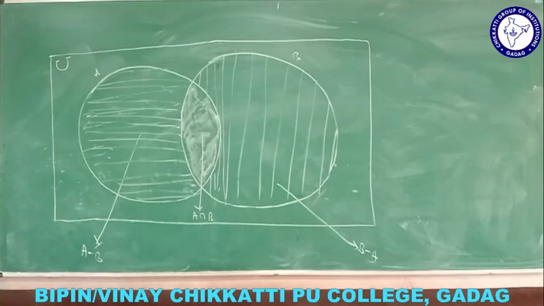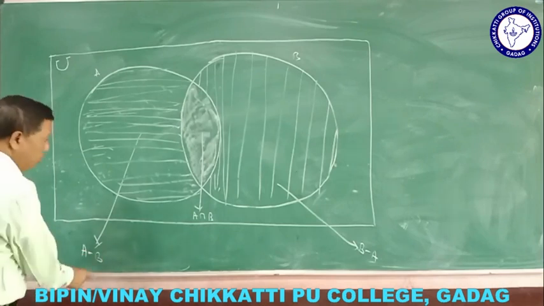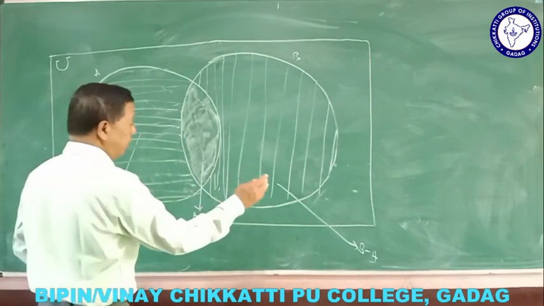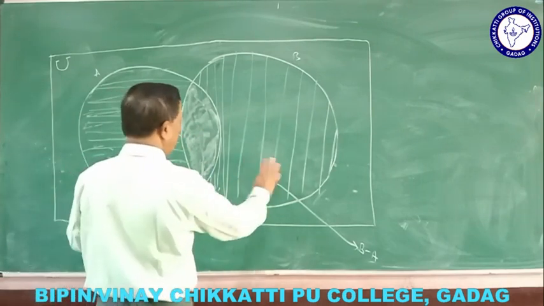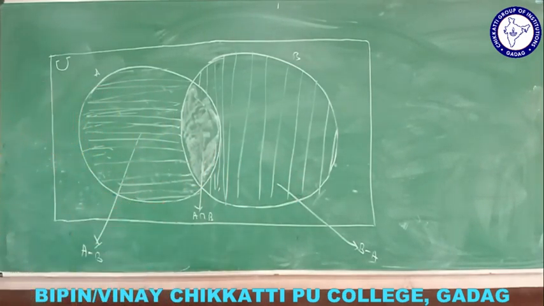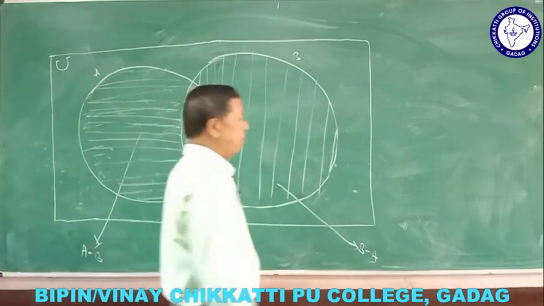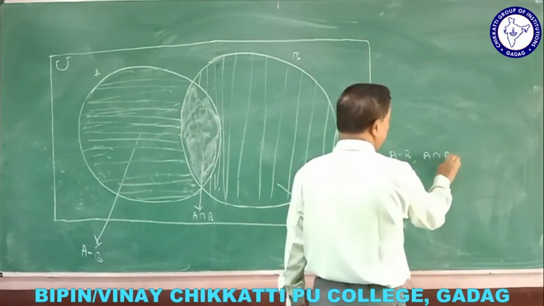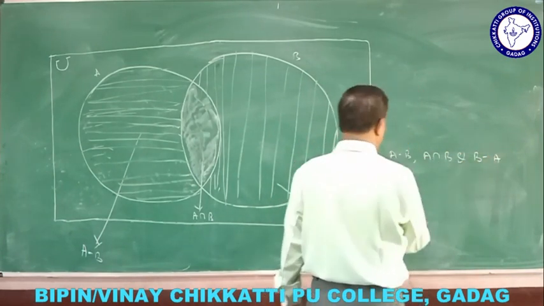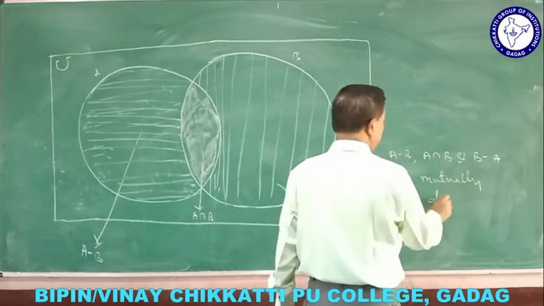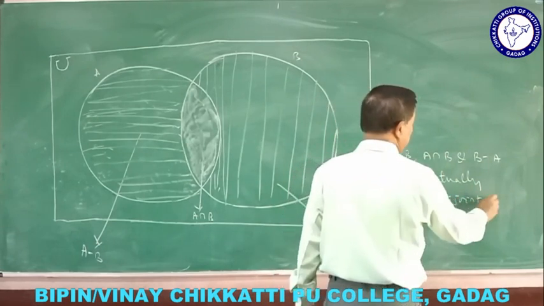Suppose you say A and B are disjoint, then A intersection B is a null set. See, mutually means A minus B, A intersection B: is there any common element here? No, disjoint. Even A intersection B and B minus A have no common element. Any two you take separately, we will find the null set. Hence A minus B, A intersection B and B minus A are mutually disjoint sets.